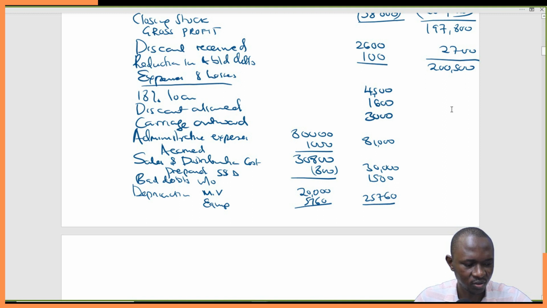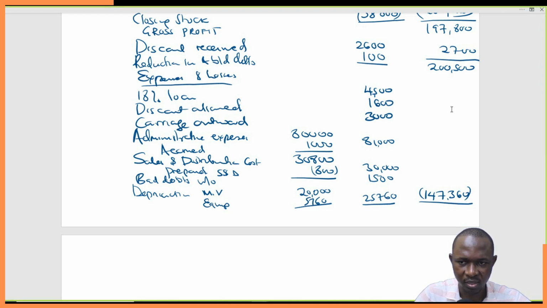So we start with 4,500 plus 1,600 plus 3,000 plus 81,000 plus 30,000 plus 1,500 plus 25,760. That gives us 147,360. Because these are all expenses, we deduct them from the gross profit and incomes.